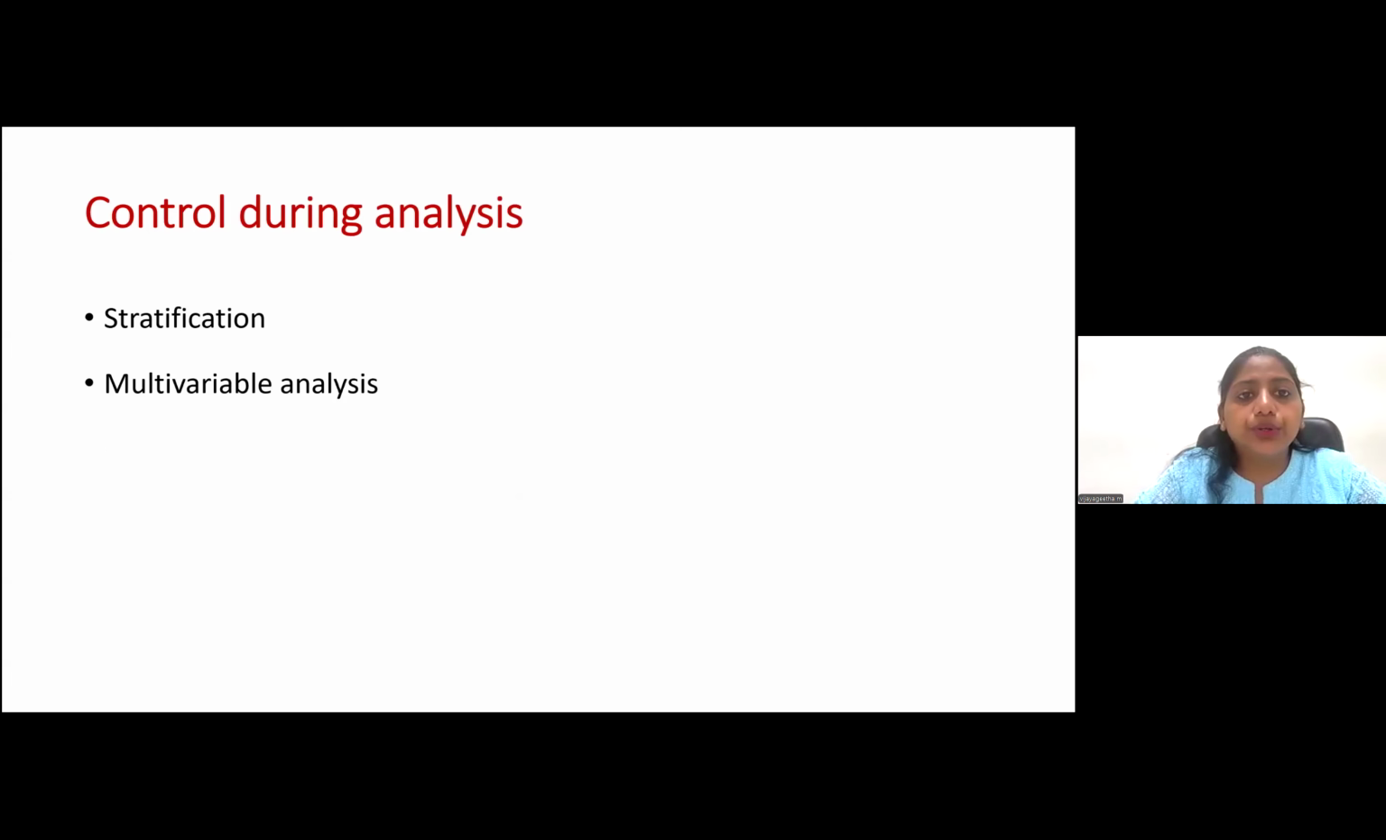Next is control during analysis. So this again, we learned about stratification. The other option apart from stratification is we can do a multivariable analysis. So depending on what is our outcome variable, if it is a continuous variable, we can go with a linear regression. If it is a binary variable, we can go with a logistic regression and so forth.